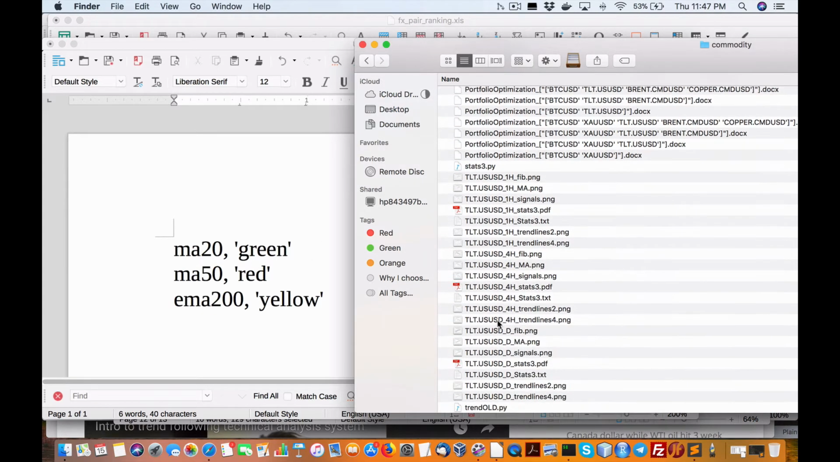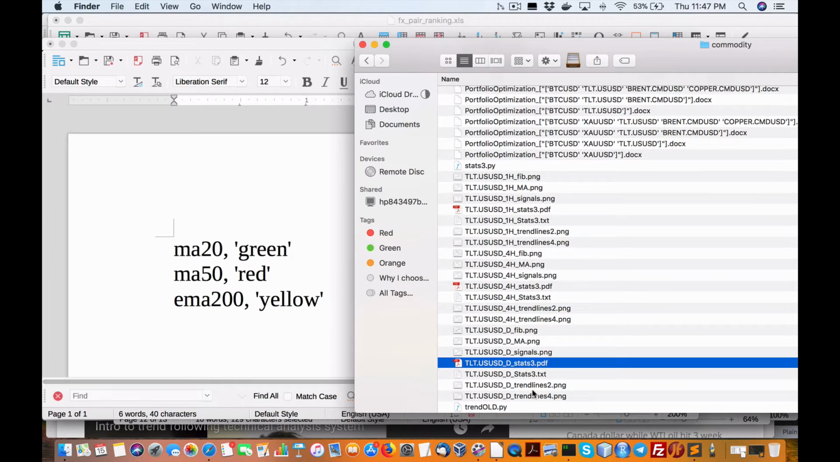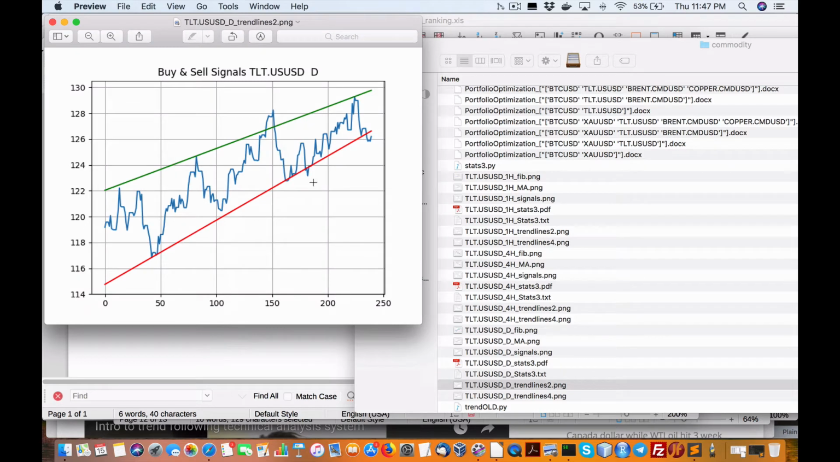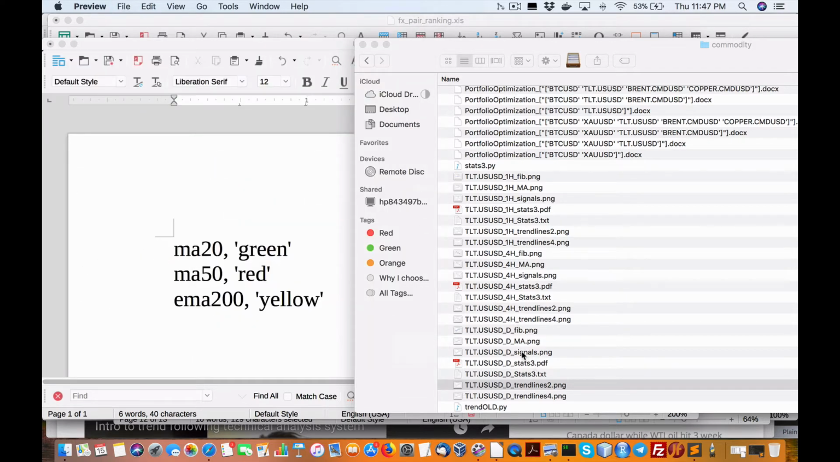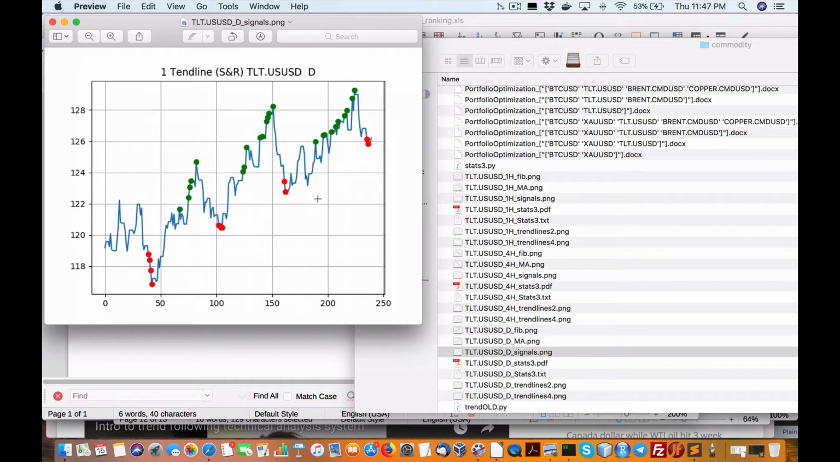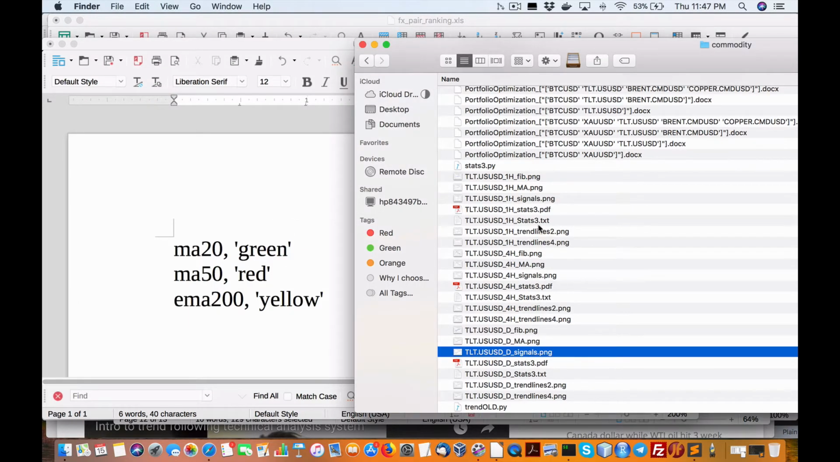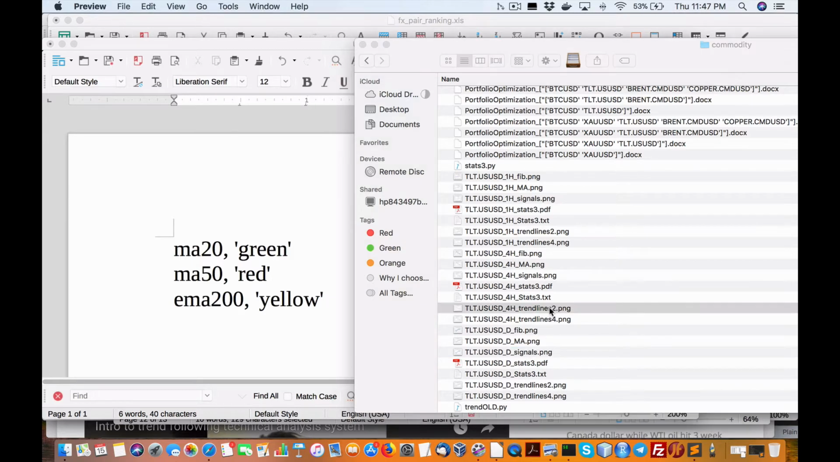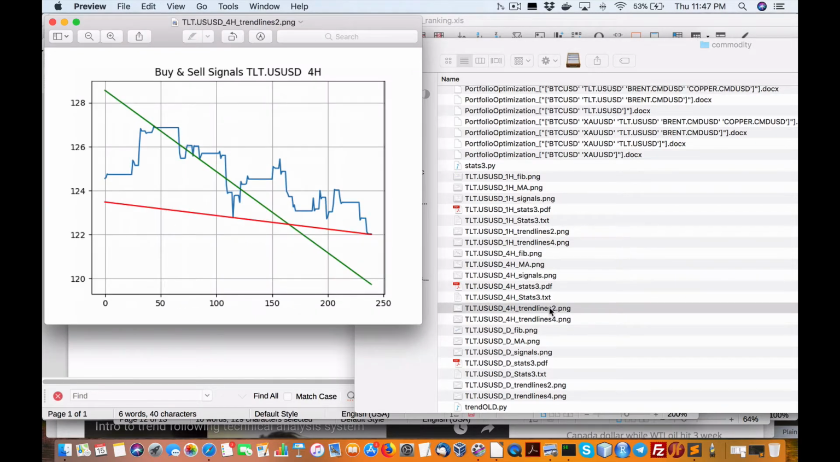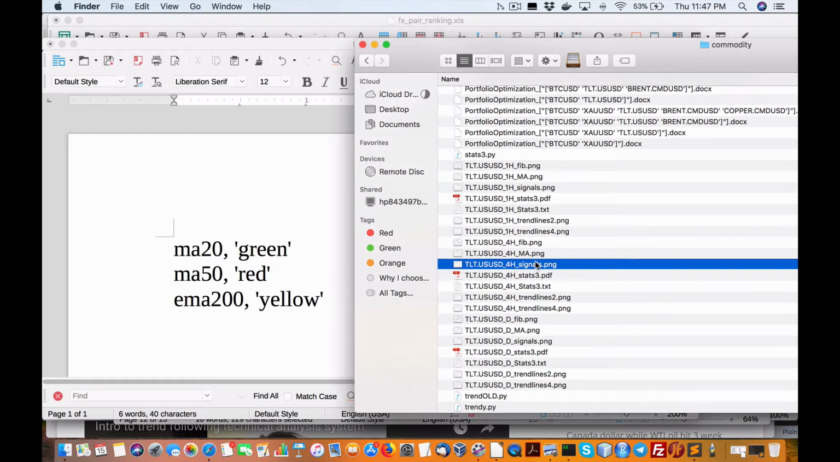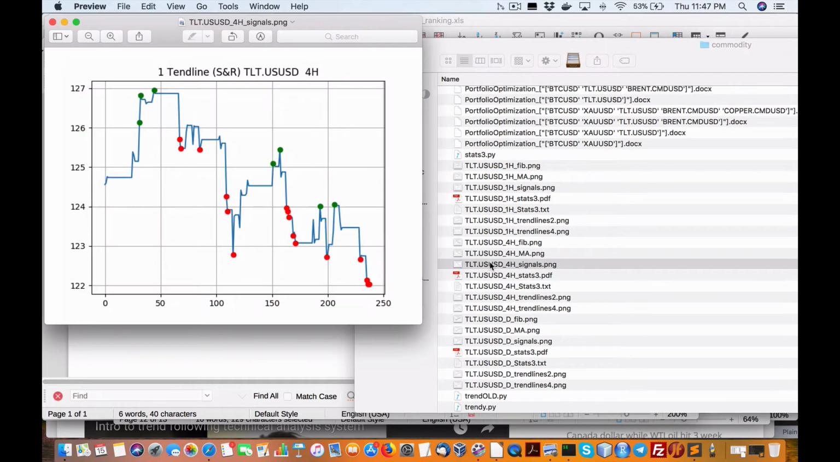Treasury. Let's see where this goes. Trend line. This is a good one. Yeah, it's somewhat volatile, but is trending up. Okay. The signal's telling us lots of good upward plays there. Let's do the 4-hour. Now it's in a downtrend. Signaling's probably more sell. Yeah, stay away.